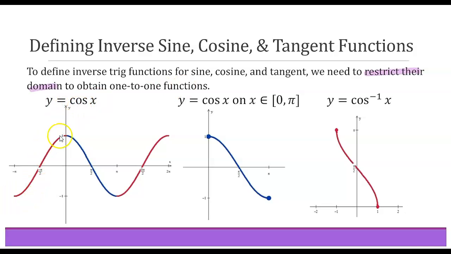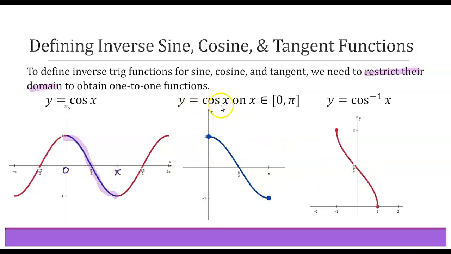Here we have the cosine graph, just zoomed in a little bit. What we're going to do is take just a portion. A restricted domain means we're going to take just a portion of the domain. We're going to take the portion from 0 to pi. This portion here, we're going to keep that part of cosine. That's indicated right here in the middle.